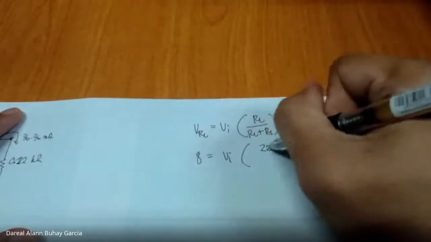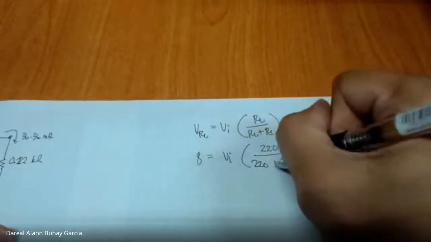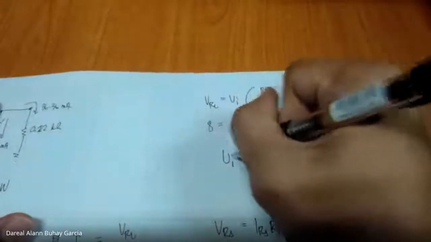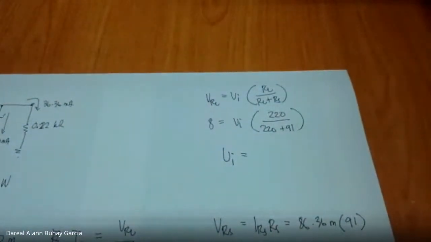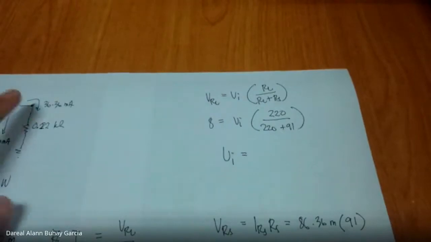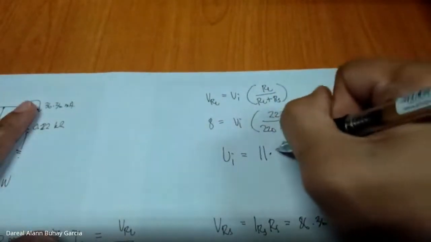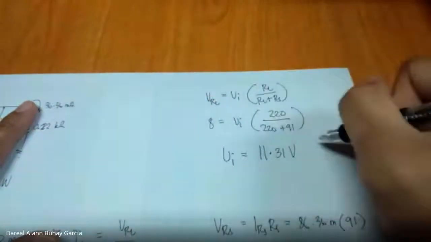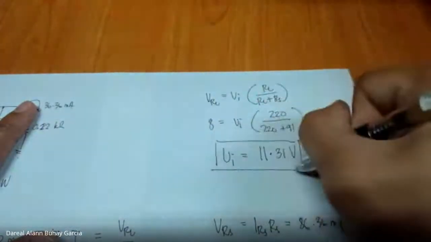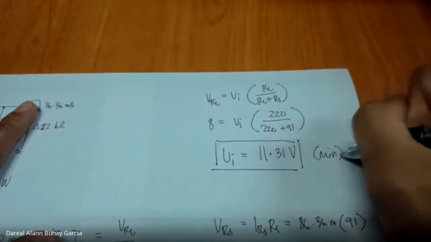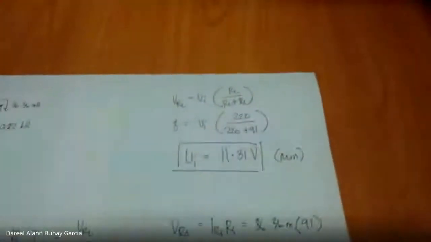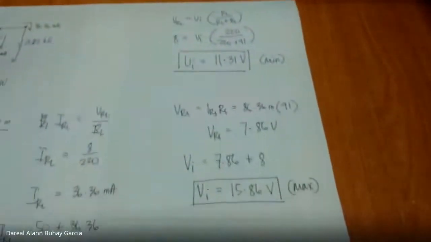Solving for the minimum, we get 11.31 volts, just enough to turn on our zener diode. It is a voltage divider, I will write the formula.